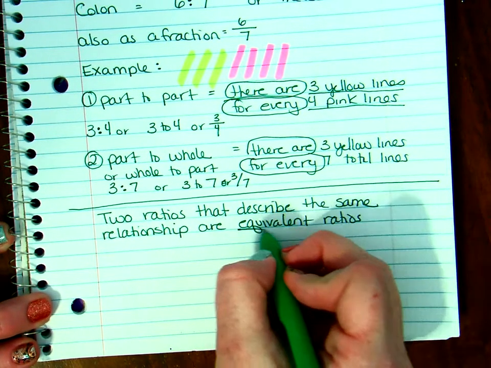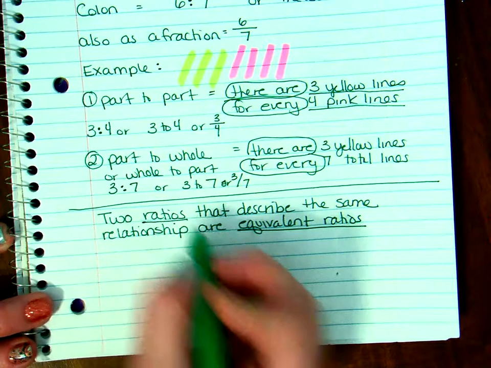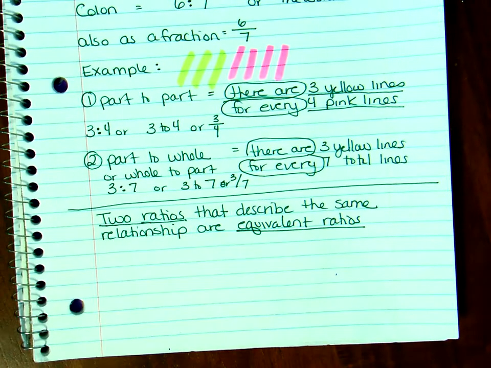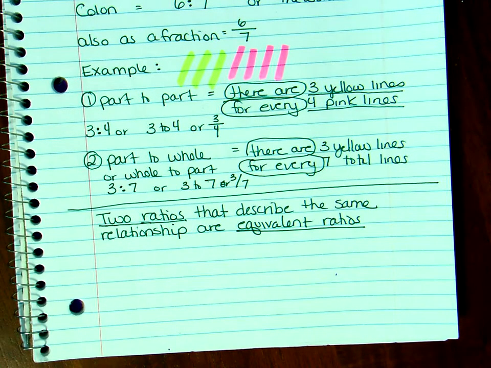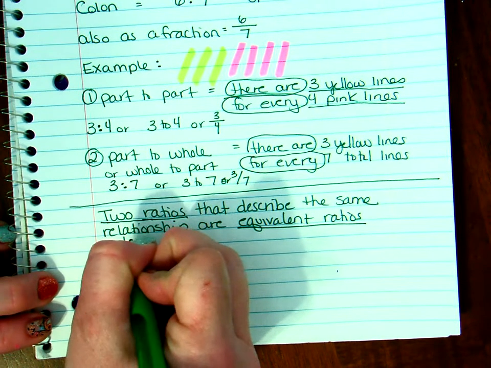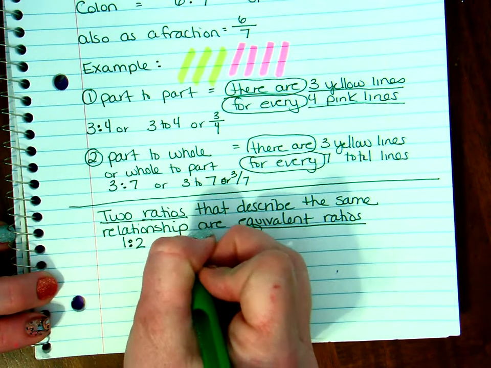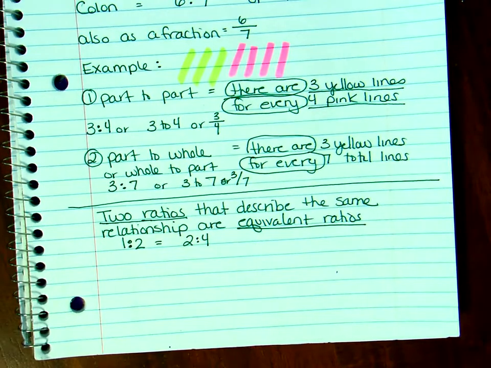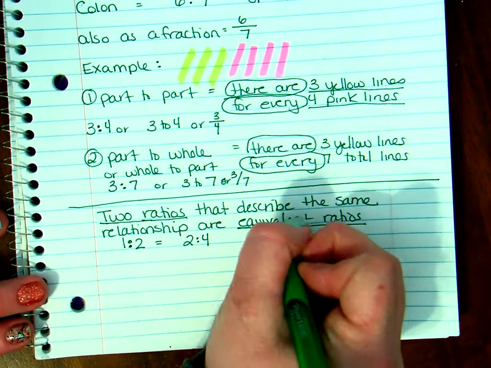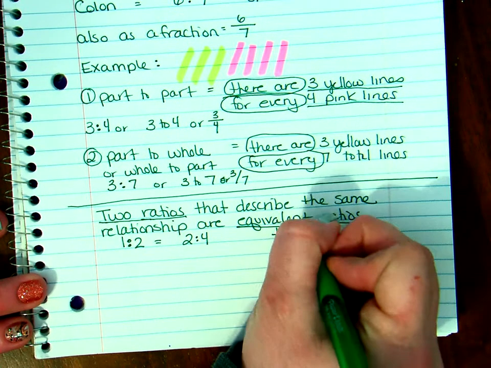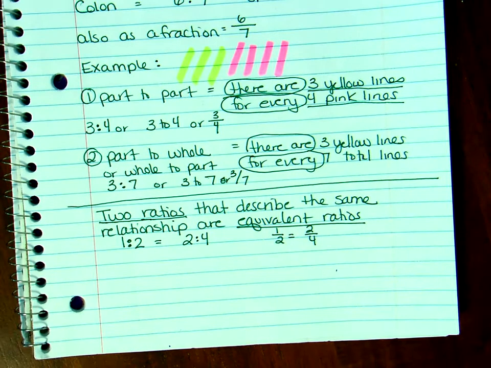Now, I hope you guys remember that word equivalent, and how equivalent is a word that we use when we're talking in math about something that has the same value, the same. So, for example, 1 to 2 would be equivalent to 2 to 4. Think about our equivalent fractions. Wouldn't 1/2 be equivalent to 2/4? They have the same value. They're just written in a different way, but they are the same value. So it's the same thing.